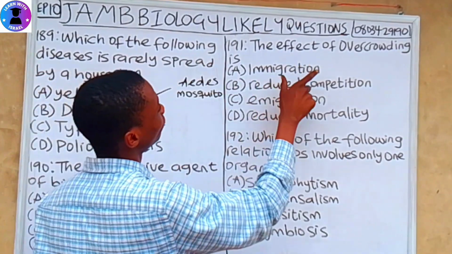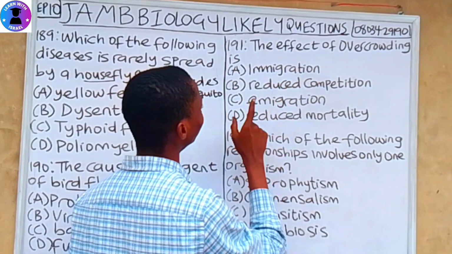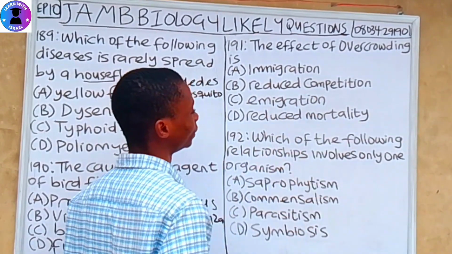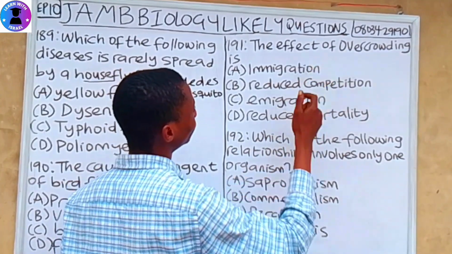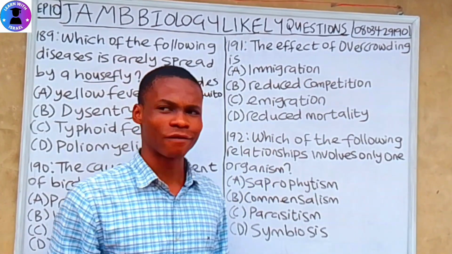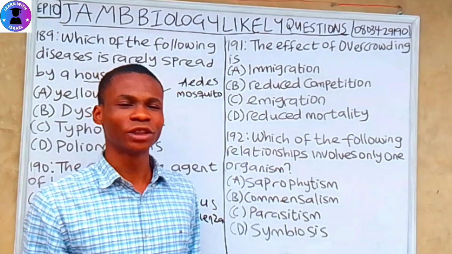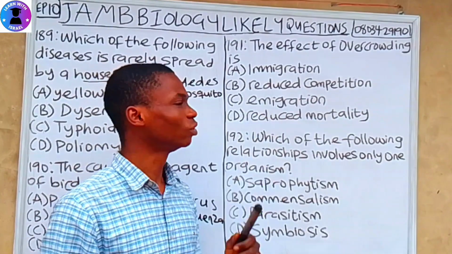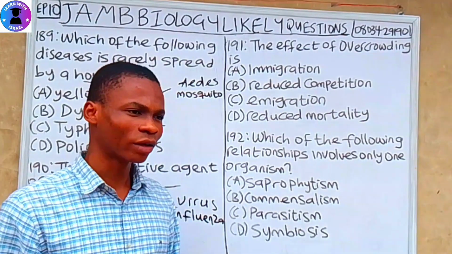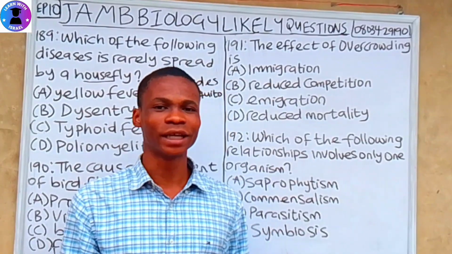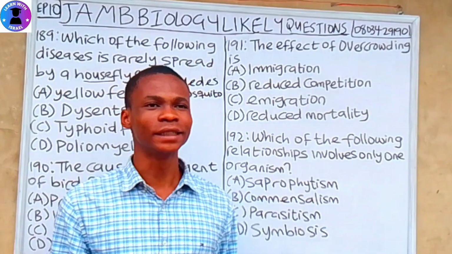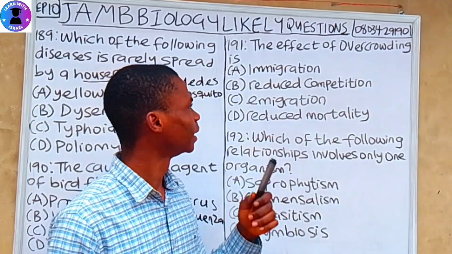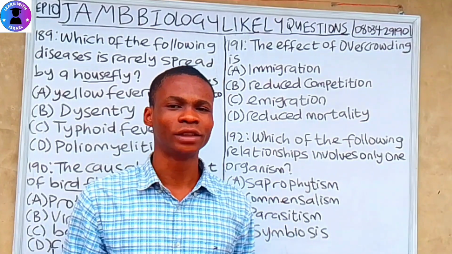Question 191. The effect of overcrowding is A. Immigration, B. Reduced competition, C. Emigration, D. Reduced mortality. If we start from immigration, immigration does not enhance overcrowding, and reduced competition also does not. When organisms competing are reduced, when there is no high rate of competition, it also does not aid overcrowding. And emigration, yes, emigration aids overcrowding.